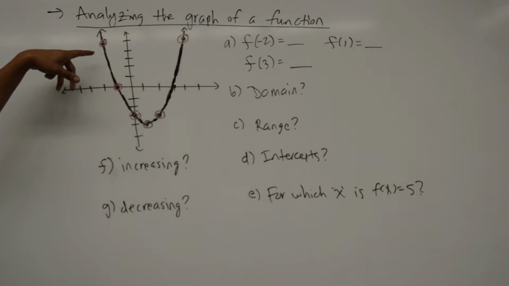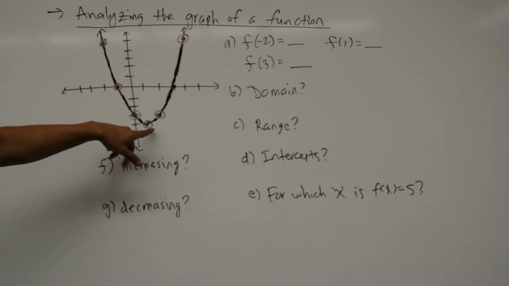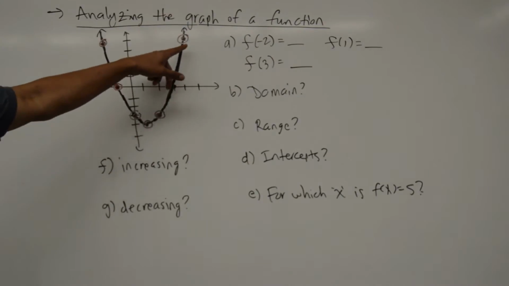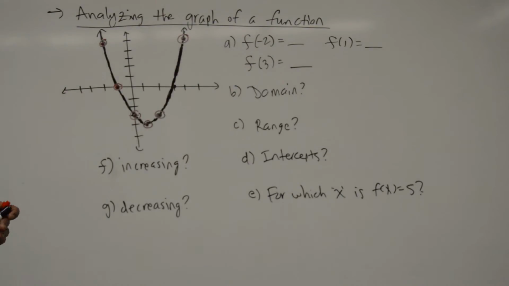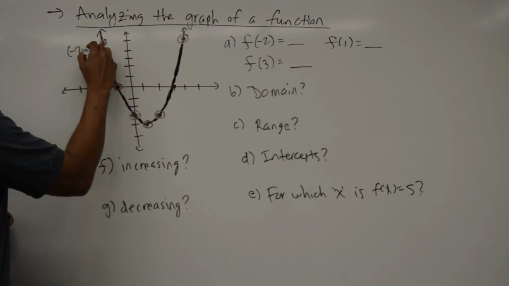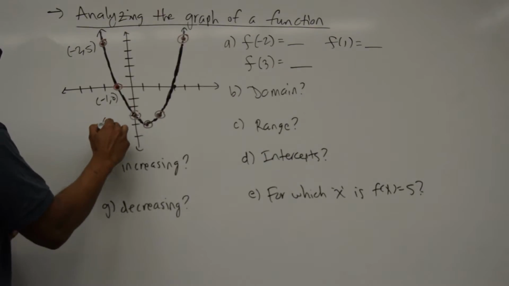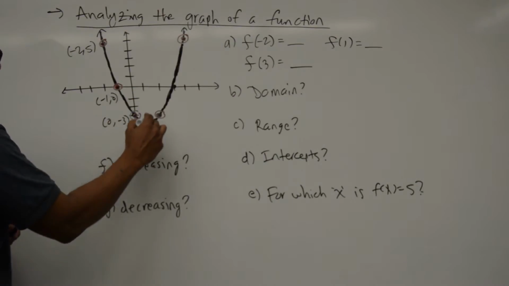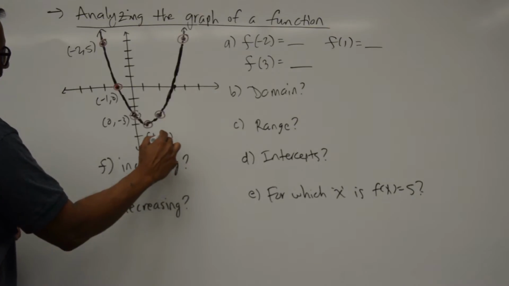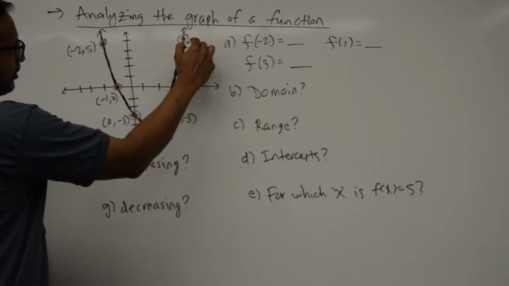And in the graph, I want you to notice that we have a few points that are highlighted. So this point is negative 2, 5, negative 1, 0, 0, negative 3, 1, negative 4, 2, negative 3, and then 4, comma 5. So let me label these. This point is negative 2, 5. This point is negative 1, 0. This point is 0, negative 3. This point is 1, negative 4. This point is 2, negative 3. And then this point is 4, 5.